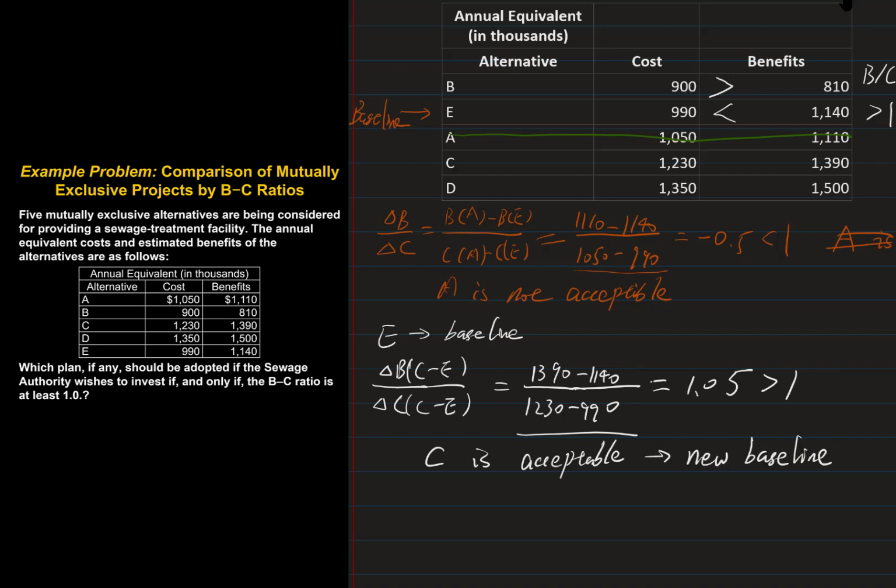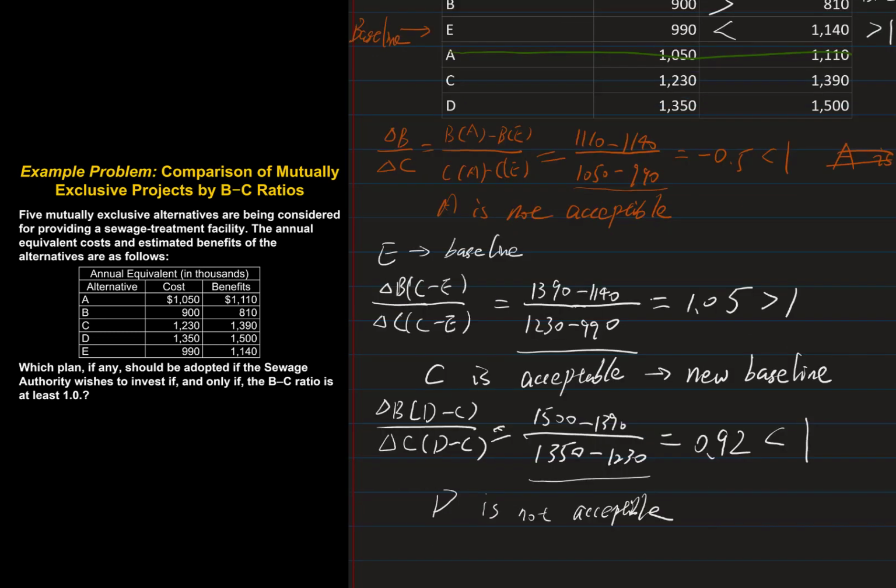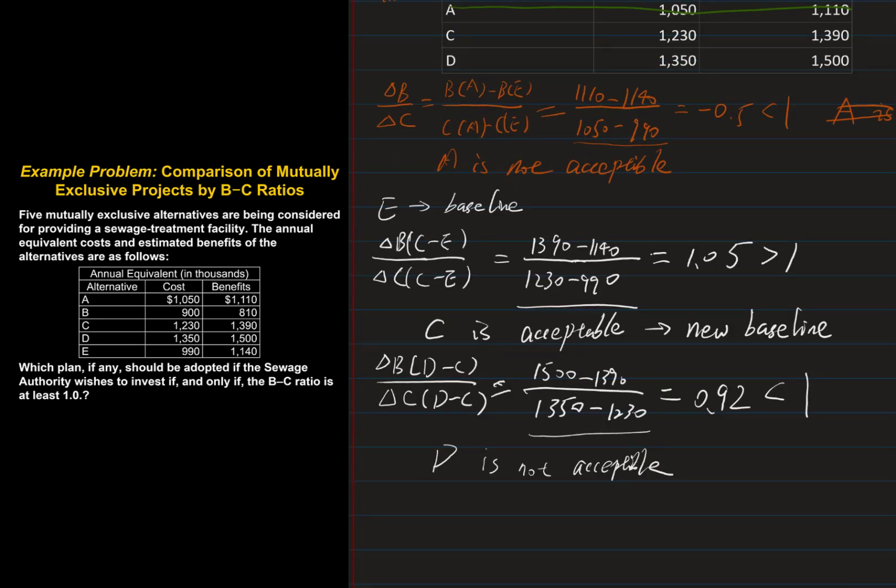Then we want to compare the incremental benefit cost ratio with the last project and C, which is D and C. We just plug in the numbers and we see this, which equals 0.917, or just 0.92, which is less than 1. Since the incremental benefit cost ratio is less than 1, project D is not acceptable. Then we can reach our conclusion that C is the project that we want to select. And we are done.